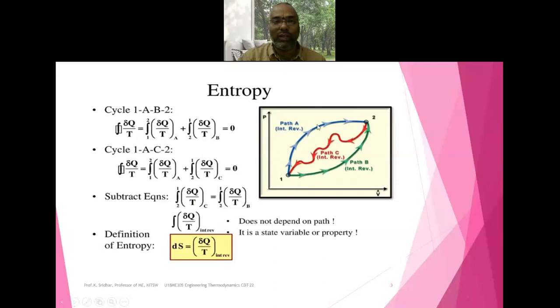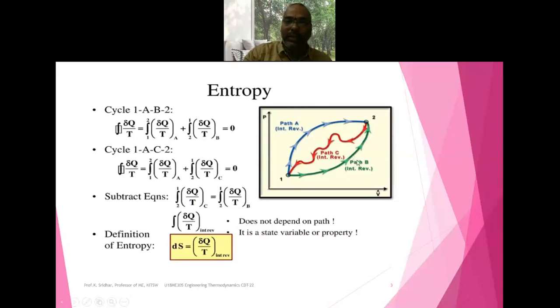In this cyclic process, you can write down the entropy, that is, the cyclic integral of delta Q by T. The formula is dS equals delta Q by T. Since it is a cyclic process, we write the cyclic integral of delta Q by T as equal to the integral of delta Q by T along path A plus the integral of delta Q by T along path B.